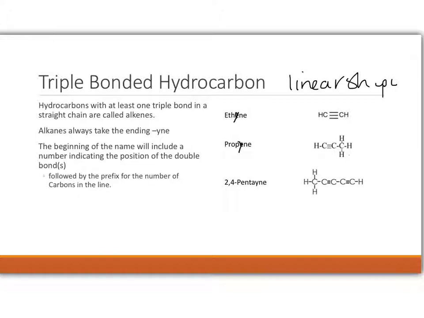But to be able to tell these apart from a straight chain of all single bonds or a straight chain that has some double bonds in it, we change our ending to "-yne". Okay? And then formatting, as far as writing the names, is very similar to double bonds. You're going to start with a number where it falls, dash, the prefix for the number of carbons, and the ending "-yne".